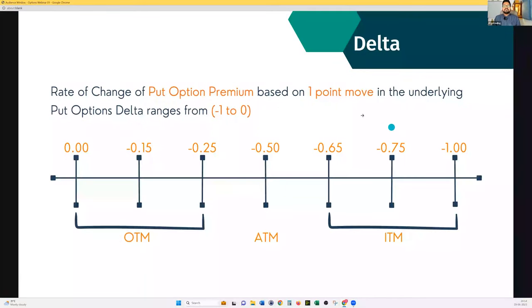Similarly for the put option, negative 0.5 will be taken by the ATM put, the in-the-money will take from negative 0.51 to negative 1, and the OTM will take from 0 to negative 0.49.